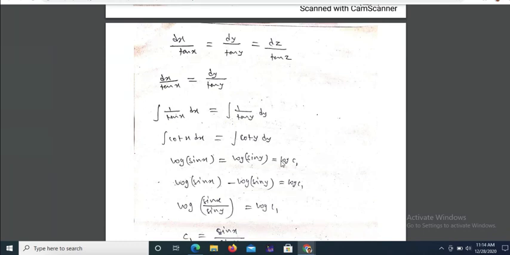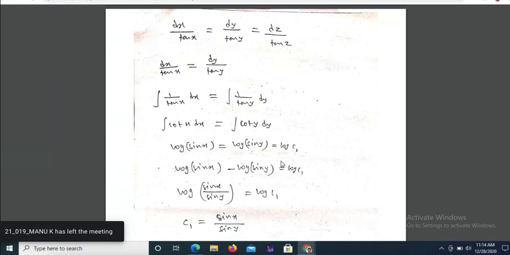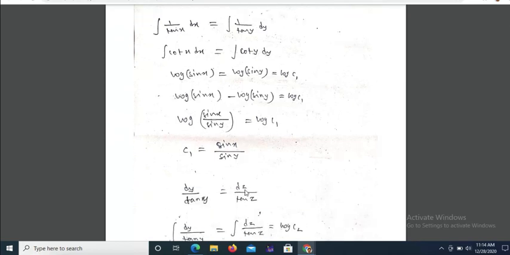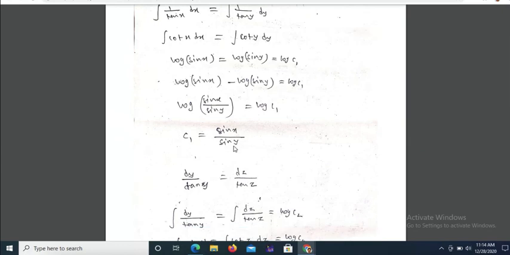Actually, you can take it as equal to log c, or plus log c. That's left to you. If you take the left side, it is plus a constant, right? After the integration, you have to put plus constant. So if you take the left side, log sin x minus log sin y equals log c. Log m minus log n is log m by n. The log gets cancelled and you get c1. So c1 is sin x by sin y.